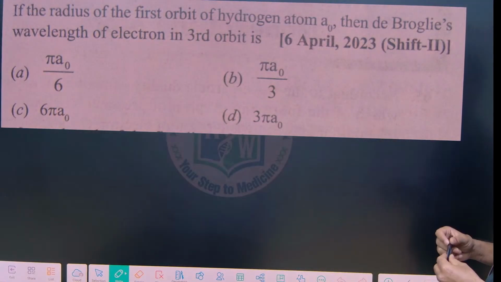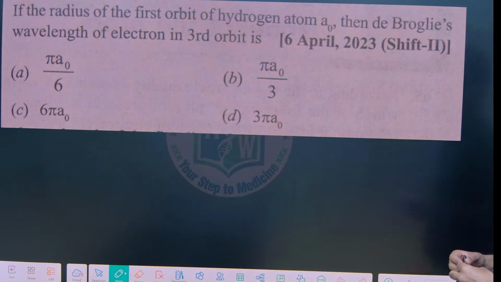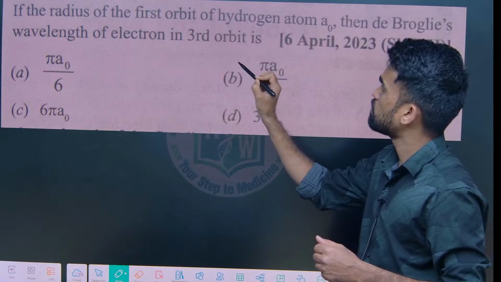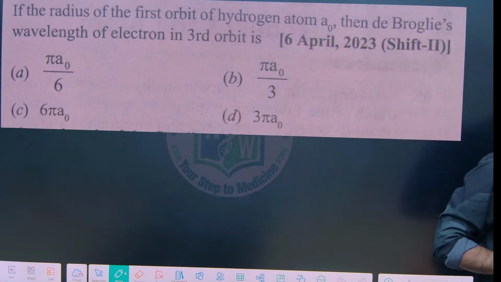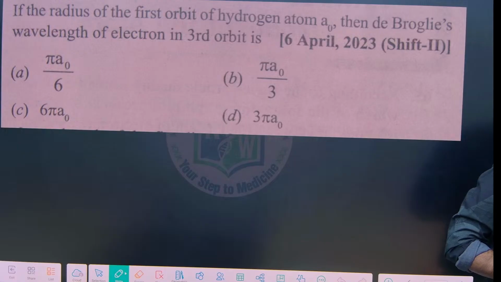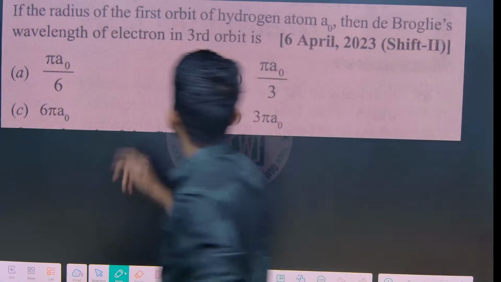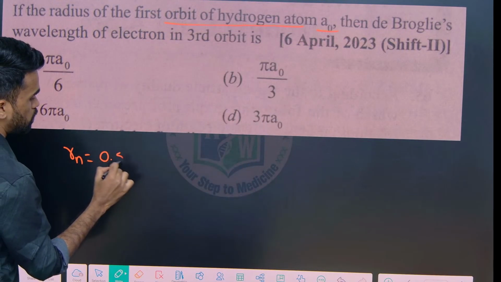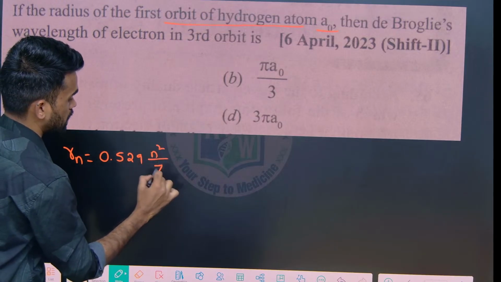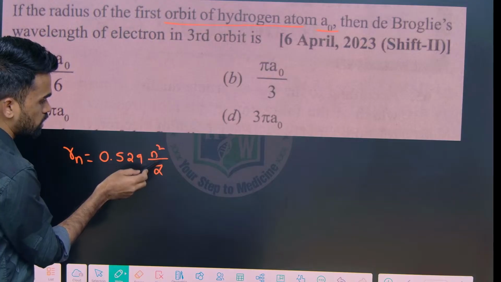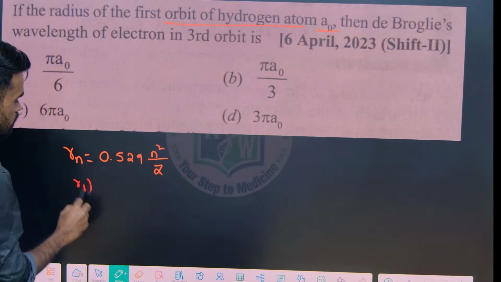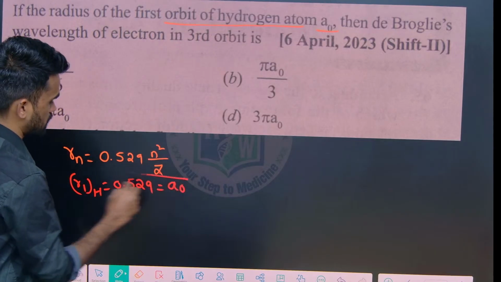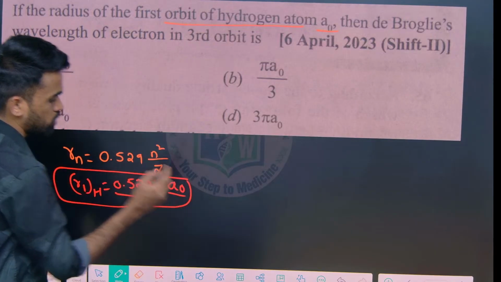Tell me for this: if the radius of the first Bohr orbit of the hydrogen atom is A0, then what is the de Broglie wavelength of the electron in the third Bohr orbit? How can you answer this? Once again, try. If the radius of the first Bohr orbit of the hydrogen atom is A0, we write radius Rn equals 0.529 n squared by Z. For the first Bohr orbit of the hydrogen atom, n is 1 and Z is also 1. So R1 of hydrogen will become 0.529, which equals A0. Wherever you have this constant value, you can put it as A0.